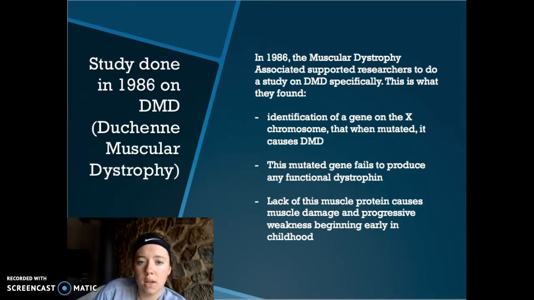There was a study done prior to 1986. We did not know what caused DMD, but the Muscular Dystrophy Association supported researchers to do a study on DMD specifically, and so I have listed here what they found. They found the identification of a gene on the X chromosome that when mutated it causes DMD. So that gene is for dystrophin. This mutated gene fails to produce any functional dystrophin, and the lack of this muscle protein causes muscle damage and progressive weakness beginning early in the childhood.